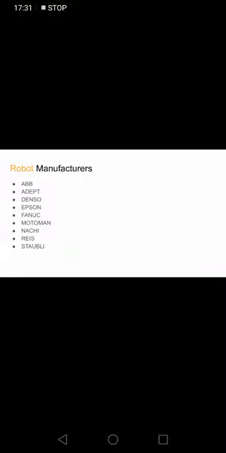This slide shows robot manufacturers at present. The first bullet is ABB, the second is Adept, the third is Denso, the fourth is Epson, the fifth is Fanuc, the sixth is Motoman, the seventh is Nachi, the eighth is Reis, the ninth is Staubli. These are robot manufacturers. Next slide.